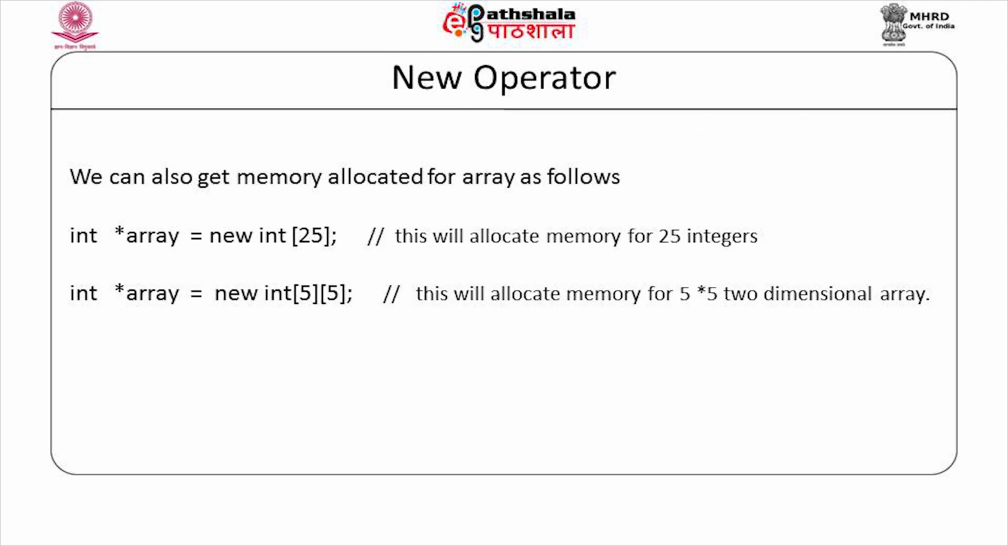We can also use the new operator for getting memory allocated for arrays. If we want memory to be allocated for 25 integers, we can write it like new int 25. This statement will get memory allocated for an array of 25 integers. If we want memory to be allocated for a 2-dimensional array, we can use this syntax. Here we will get memory allocated for a 5 by 5 2-dimensional array of integers.